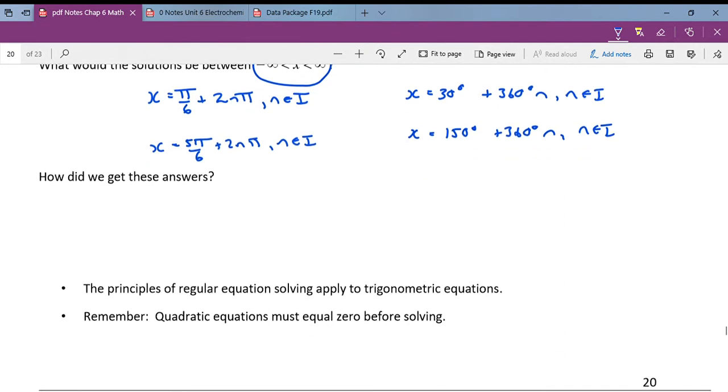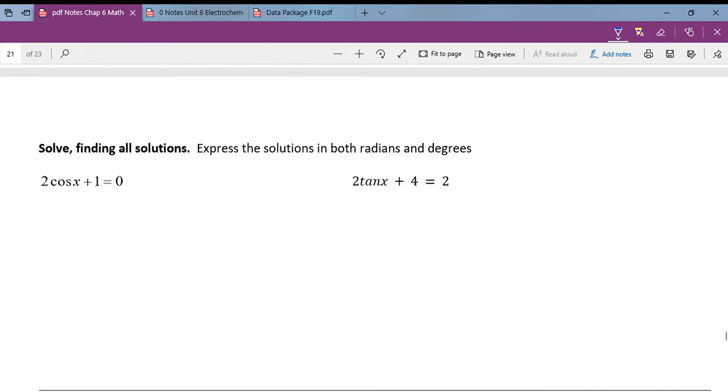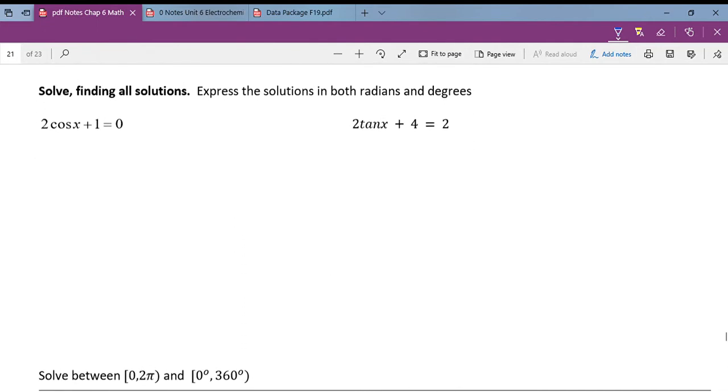All right, so the principles of regular equation solving are going to apply to trig equations. And remember, if you're solving anything that's quadratic, you have to equal 0 before you solve. And then you've got your 4 ways. You've got factoring, square root method, completing the square, quadratic formula, and so on and so forth. So how do we find all solutions? So when it says all solutions, it's meaning between negative infinity to positive infinity.